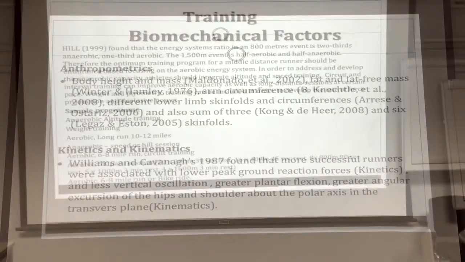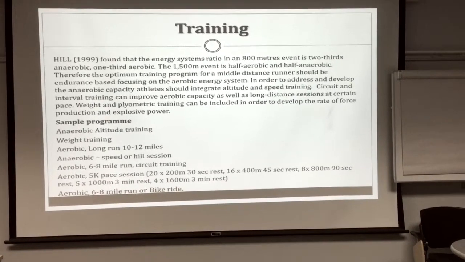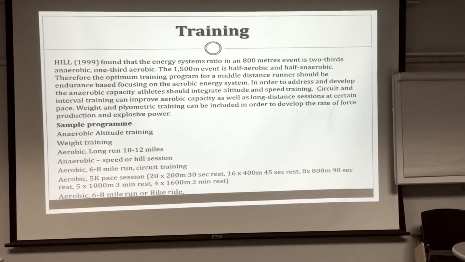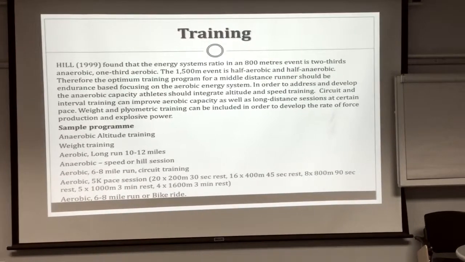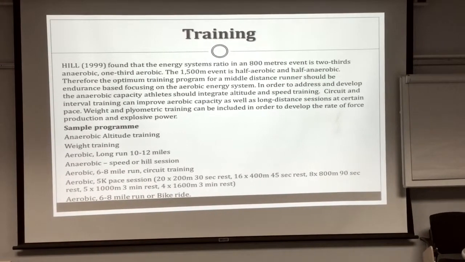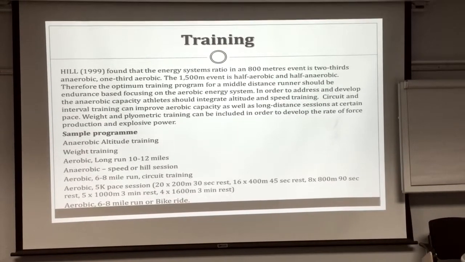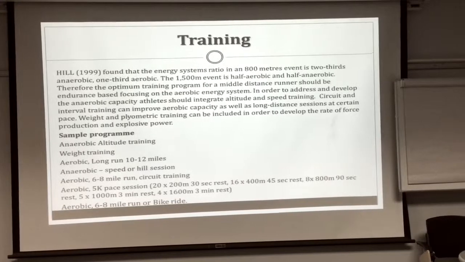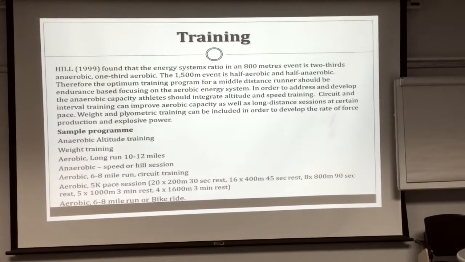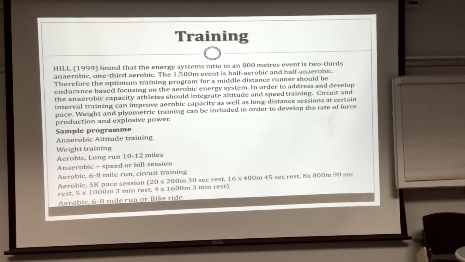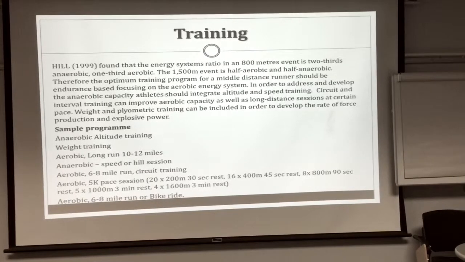Application. In 1999, an author called Hill found that the energy system ratio in an 800 meters event is 2/3 anaerobic and 1/3 aerobic, whilst in a 1,500 meter event it's half aerobic and half anaerobic. Therefore, the optimum training program for a middle distance runner should be endurance-based, focusing on aerobic energy systems. In order to address and develop their aerobic capacity, athletes should integrate altitude and speed training.